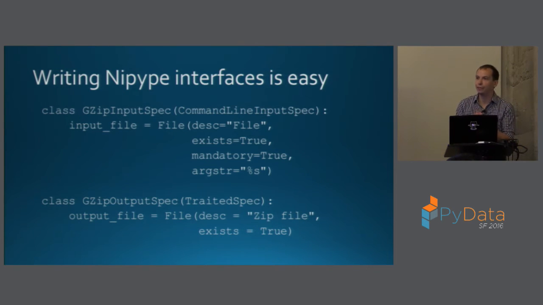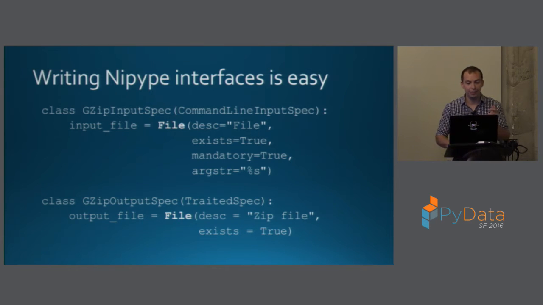So traits actually brings back typing to Python. And that is helpful. And those are basically the traits objects. That is helpful because now we can validate the inputs that people provide to the interfaces before we even run them. So that's an extra layer of error checking. So for example, if you expect a file and you give us a number, we're like, dude, what's wrong? And then we're not going to even run this.